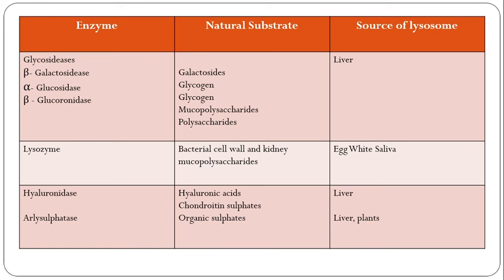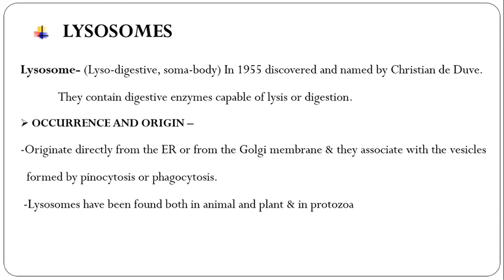Lyso means digestive, soma means body. The digestive body in the cell is the lysosome. It was first discovered by Christian de Duve in 1955. He stated that they contain digestive enzymes capable of lysis or digestion. They mostly originate directly from the endoplasmic reticulum or from the Golgi membrane, and they associate with vesicles formed by pinocytosis or phagocytosis. Lysosomes have been found in both animals and plants and also in protozoans.